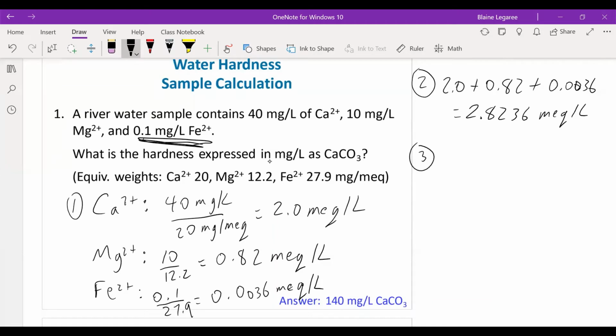And 3 is you're converting to milligrams per liter of calcium carbonate. So we need to convert that back and multiply by the equivalent weight of calcium carbonate. The equivalent weight isn't on there, but we know it from the previous slide, which is 50 milligrams per milliequivalent. And so the answer here, times 50, I get 141.